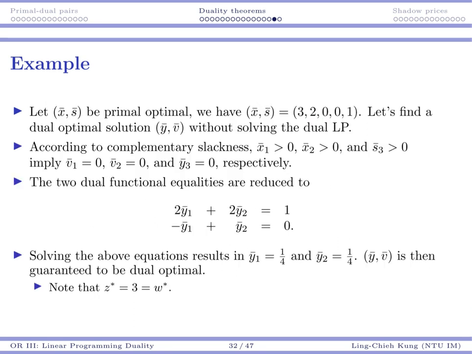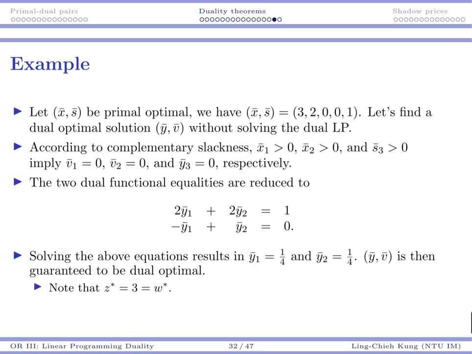Let's take a look at this solution. So let's say our x bar, s bar is primal optimal. Then we know x bar would be 3 and 2, and the s bar should be 0, 0, and 1. Let's try to find a dual optimal solution, which should be y bar, v bar, without solving the dual linear program. So previously what we did is that we used the formula CB transpose AB inverse to get a dual optimal solution. Now let's try the other way. Let's try to use complementary slackness.